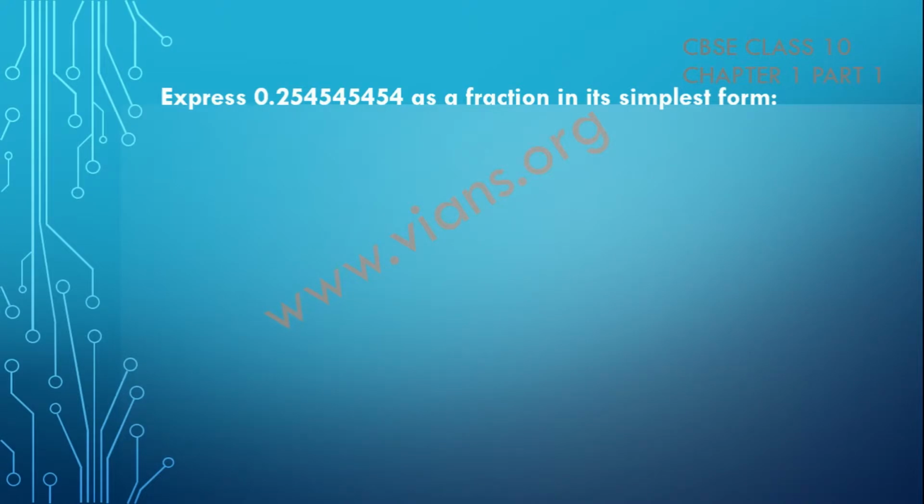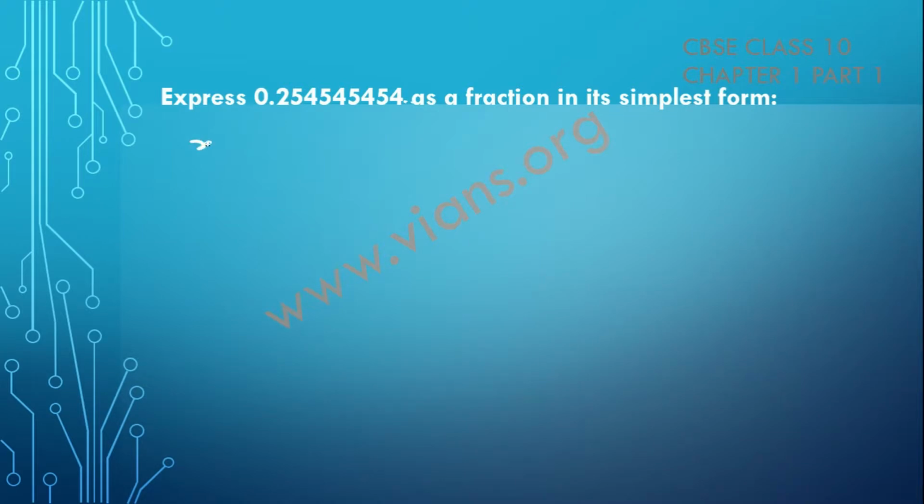The next problem is 0.254545454 as a fraction in its simplest form. If you see over here, this is different from the previous problem. The previous problem dealt with a number that was non-terminating, and this is also non-terminating, but the previous one was non-terminating with the same digit repeating. Over here this is slightly different because it has two numbers that are alternating to make it non-terminating, but we're going to basically follow the same approach.